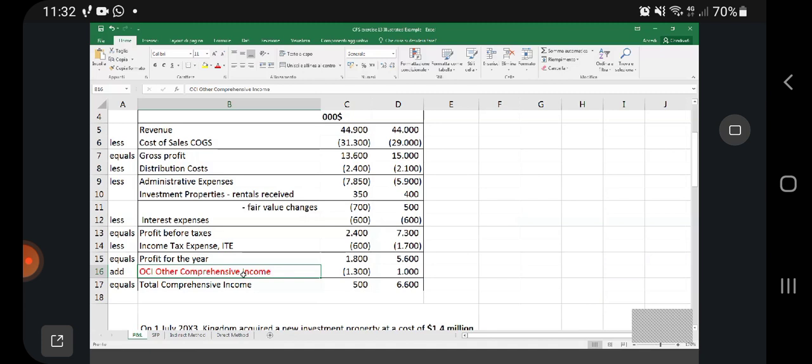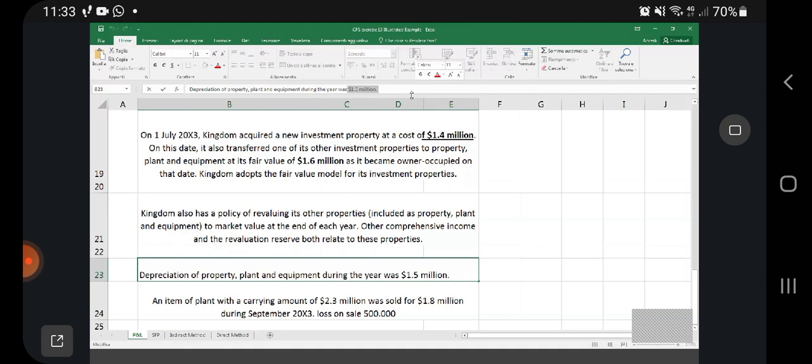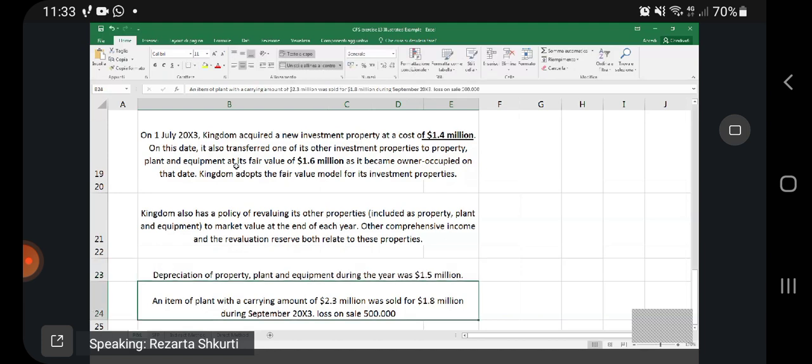Regarding the property, plant, and equipment, so the regular fixed assets that we use in our primary business, the depreciation of this item during the year was $1.5 million. The depreciation expenditure, I hope that is familiar for you, so I'm not stopping to explain that further. Also, we have another item of a plant with a carrying amount of 2.3 million that was sold for 1.8 million, generating a loss on sale of 500,000.